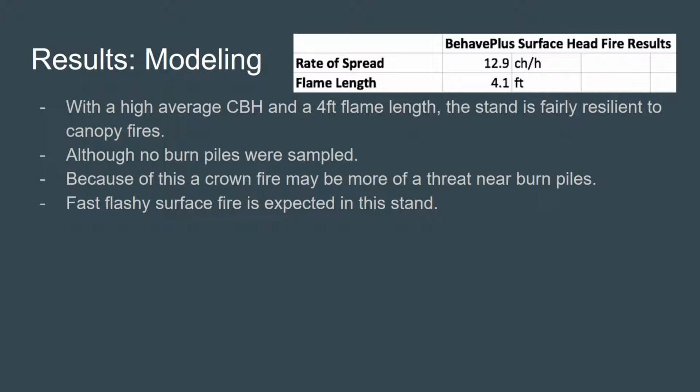The modeling results showed a fairly fast rate of spread for surface fire, but a moderate flame length. And with a fairly high CBH across the stand and a 4 foot flame length, the stand seems to be fairly resilient to a canopy fire. Although if a burn pile were to catch, a tree may torch after that. But all in all, a fast, flashy surface fire is what is expected in this stand.